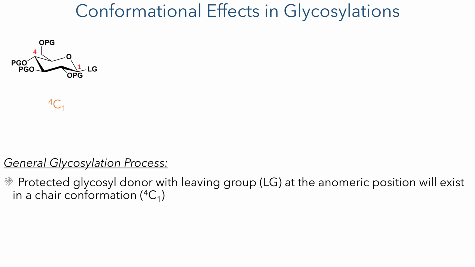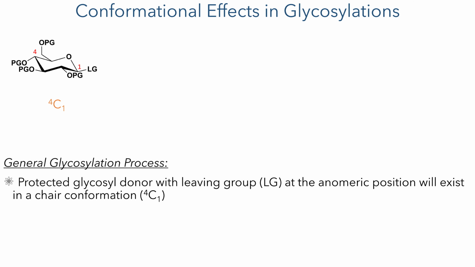So let's finish up with some carbohydrate chemistry and look at conformational effects in glycosylations. These are reactions which attach carbohydrates to other molecules. This can be other carbohydrates or any other molecule which has a suitable nucleophile. The general glycosylation process starts with a protected glycosyl donor which has a leaving group at the anomeric position. This is the position next to the endocyclic oxygen and is always numbered as the 1 position.